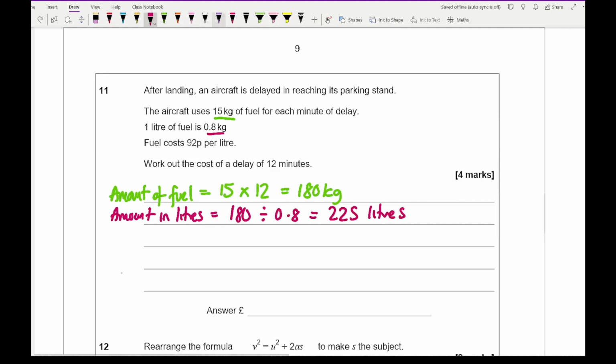Now the cost of that is 92 pence, so then the cost is going to be 225 multiplied by 0.92, because I want the answer in pounds, and that comes up to an answer of 207 pounds.